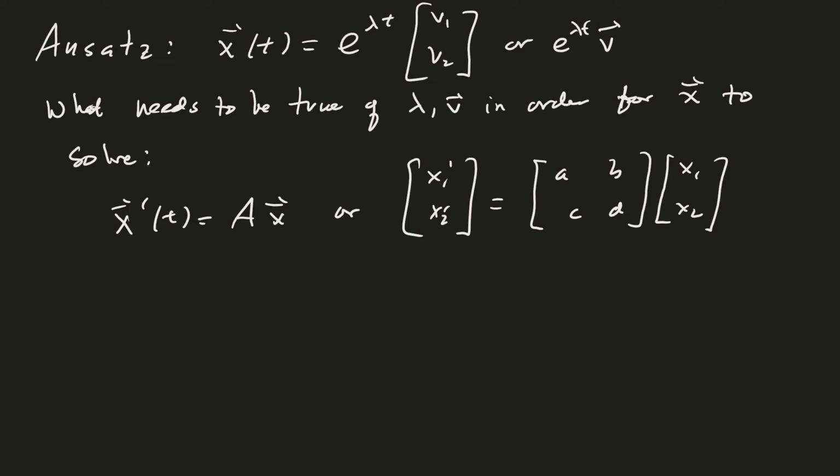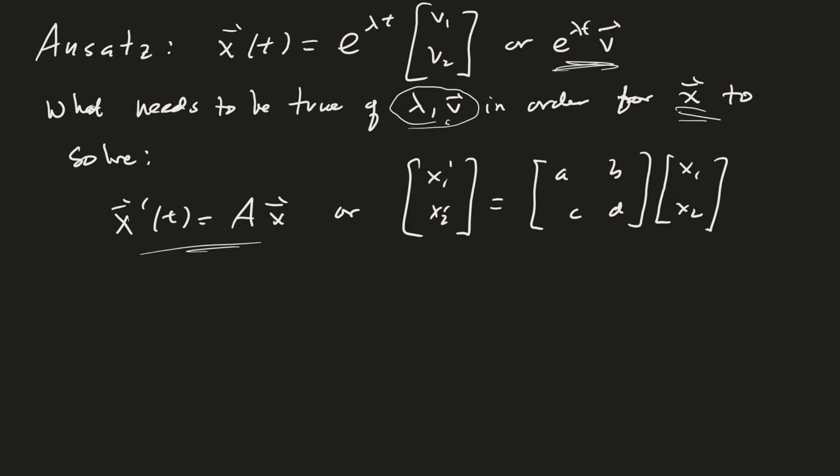All right, so I've got my ansatz here. Notice that this is very much like the last example that we had. I'm going to assume that my solution is of the form e to the lambda t times the vector v1, v2. Or if I want to write that in compact form, I could just say e to the lambda t times the vector v. Now, I would like to plug this into my system of differential equations just to see what has to be true about lambda and v in order for x to solve the system.